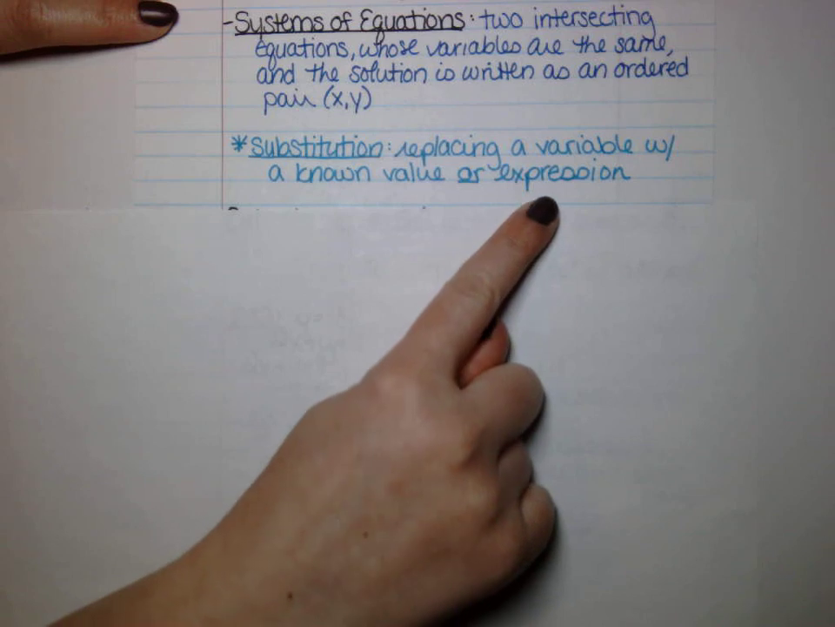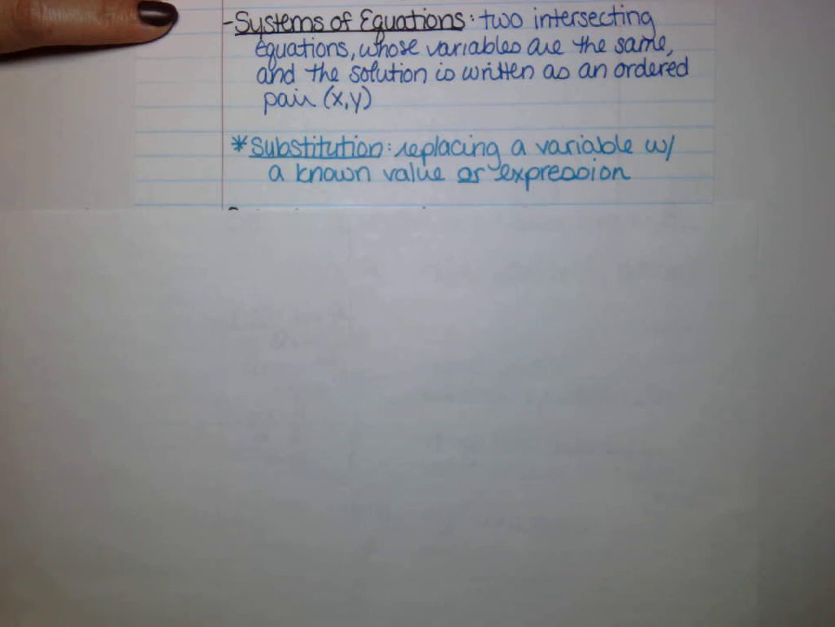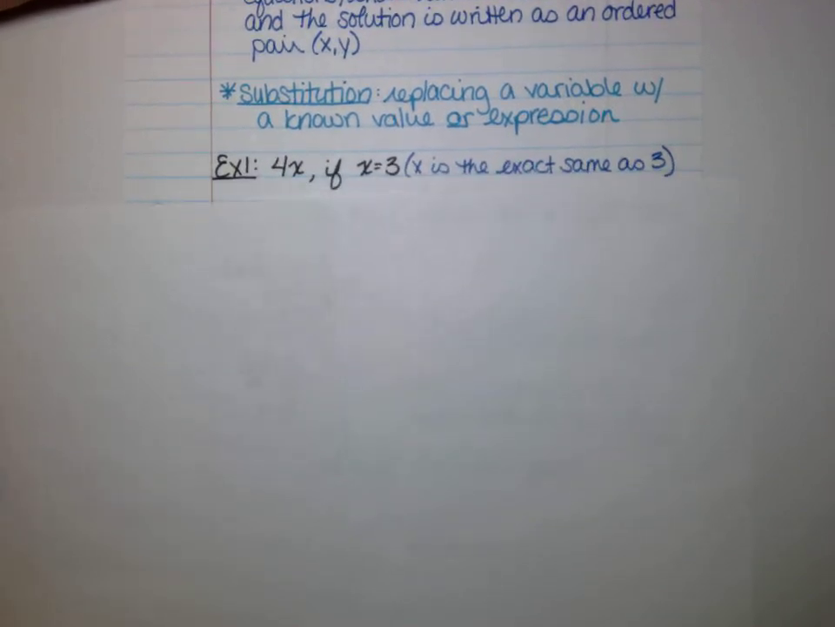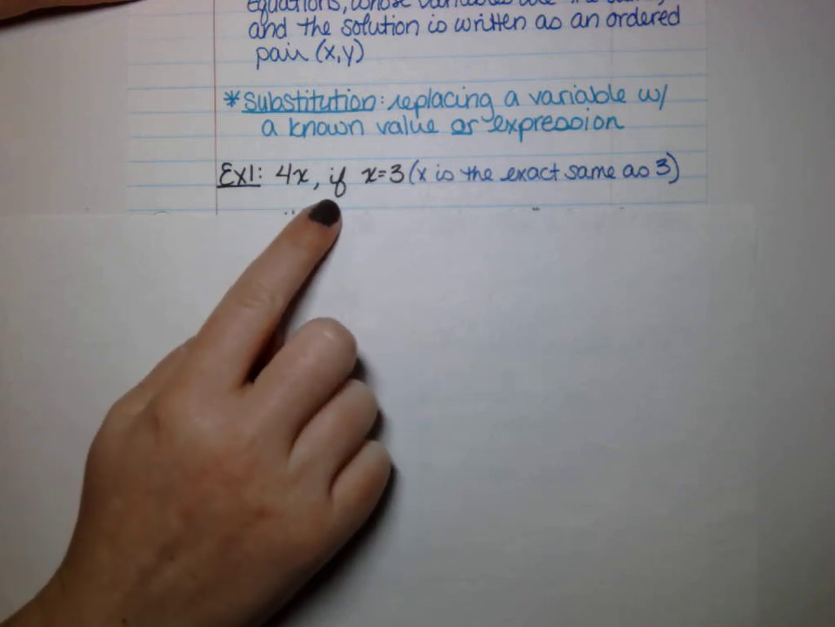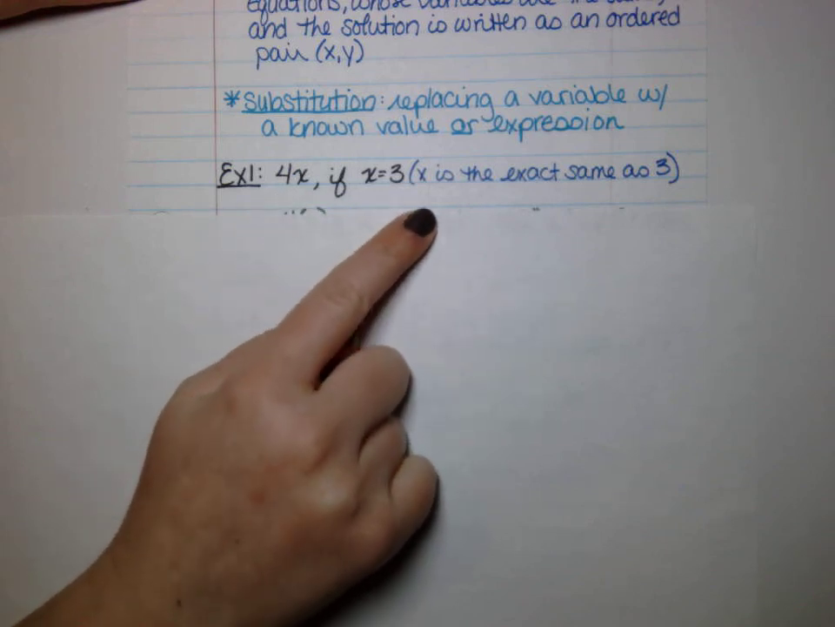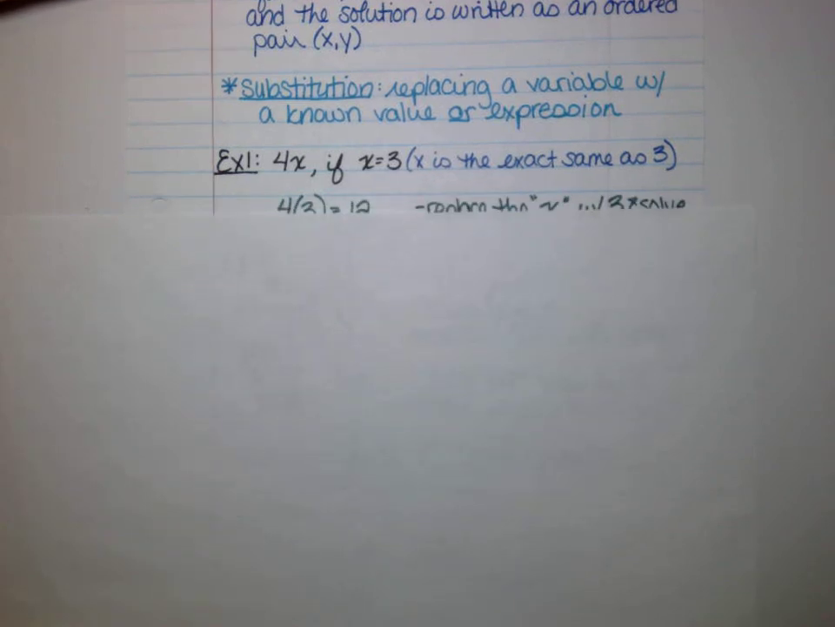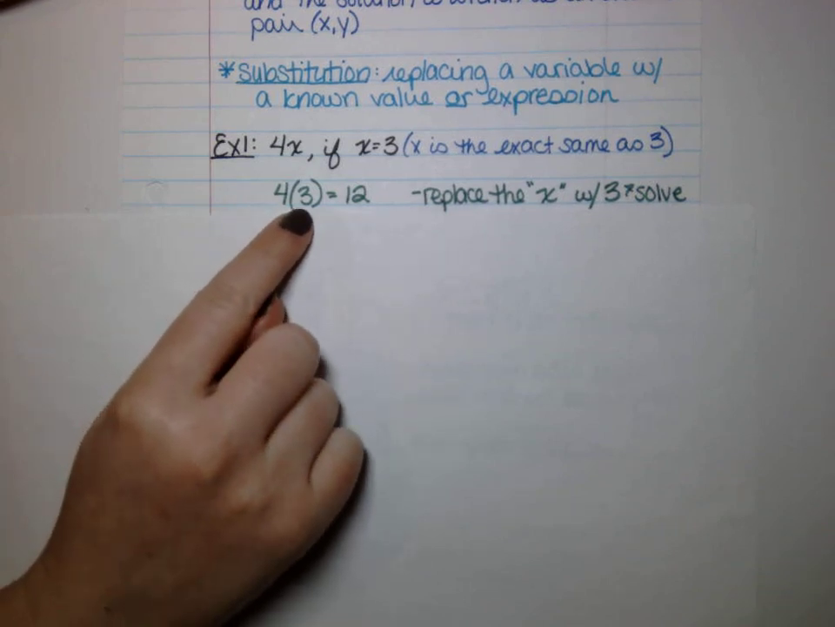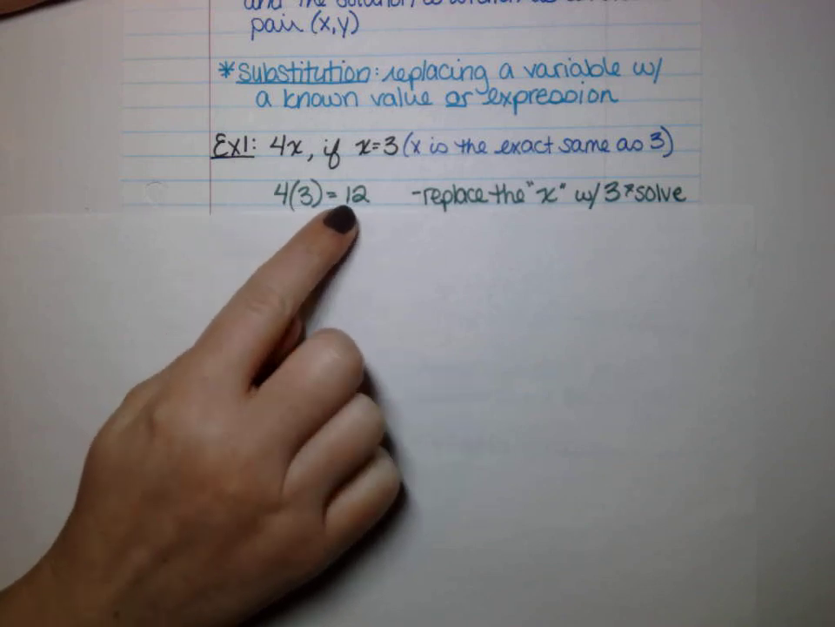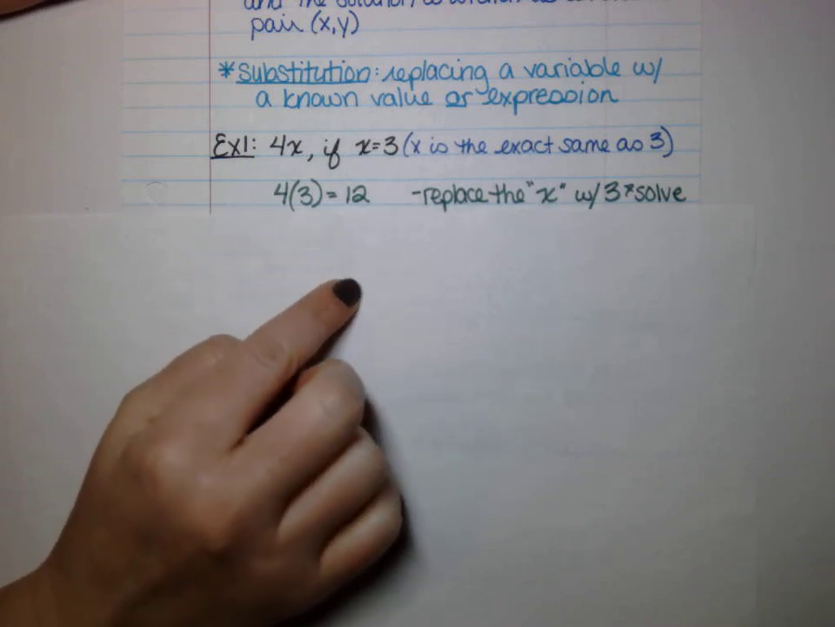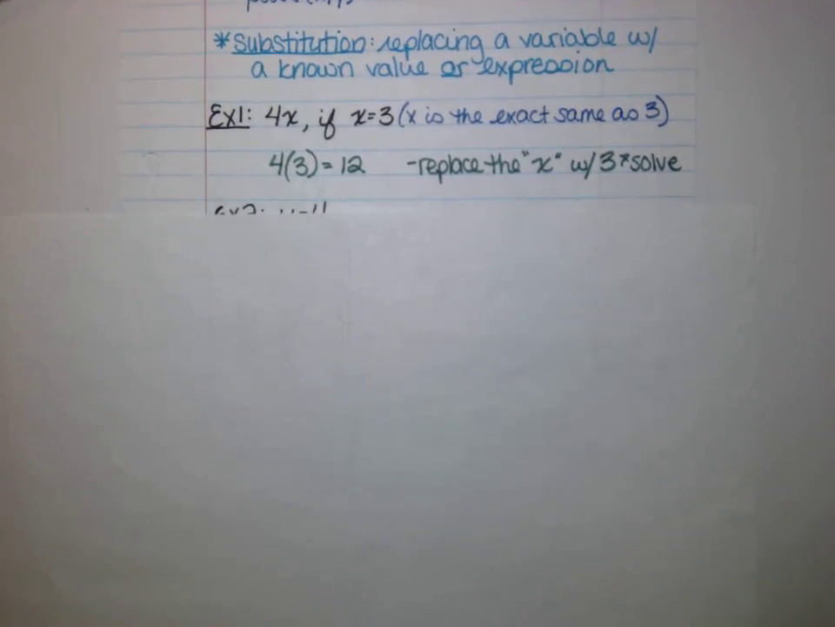More times than not, it's going to be an expression like 3x plus 8 that you're going to replace it for. So, very simply, if I have 4x, and it tells me that x is equal to 3, that's saying that x is the exact same thing as 3. So I can take that 3 and replace it in the x's place. So now when I solve, 4 times 3 is going to give me a 12. This is an oversimplified example of what we're going to do, but the same rules and concepts apply.